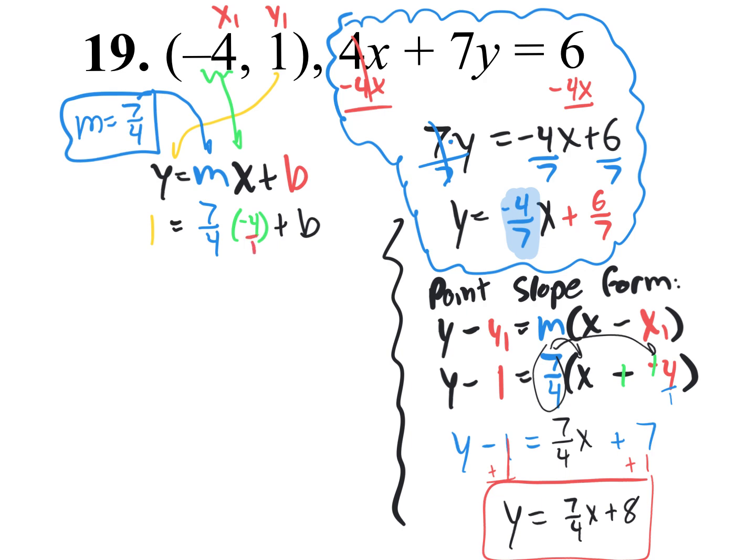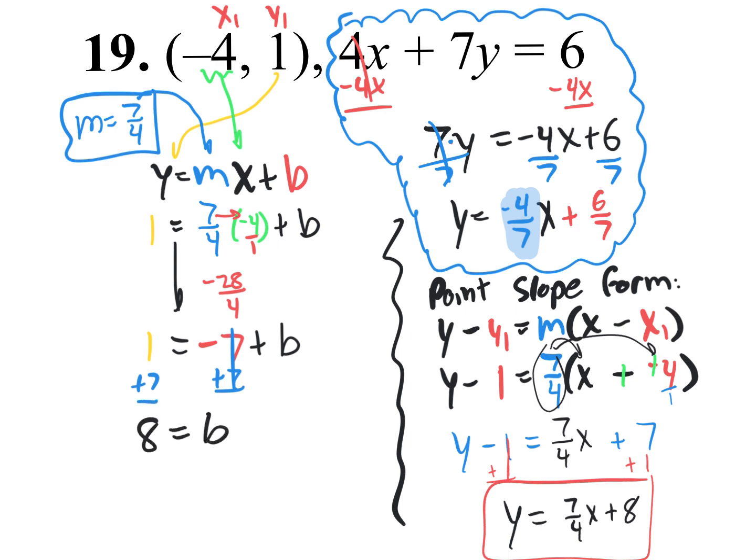You could put the 4 over a 1 and say, okay, 7 times -4 is -28, 4 times 1 is 4, and when you divide -28 by 4, you will get a -7. Of course, the equal sign comes down, the 1 comes down, and the plus b also comes down. So you have a new equation that reads 1 equals -7 plus b. Final step, add 7, add 7. You'll get 8 equals b.